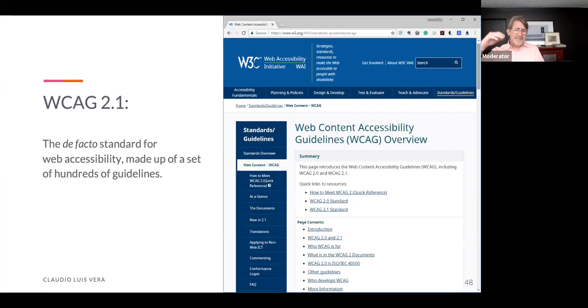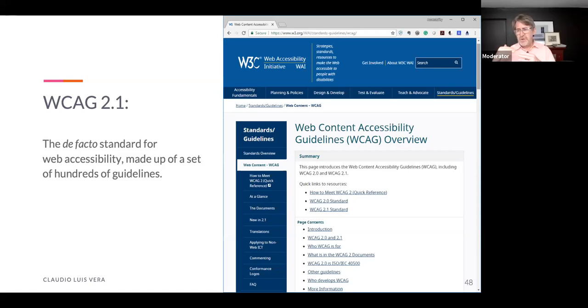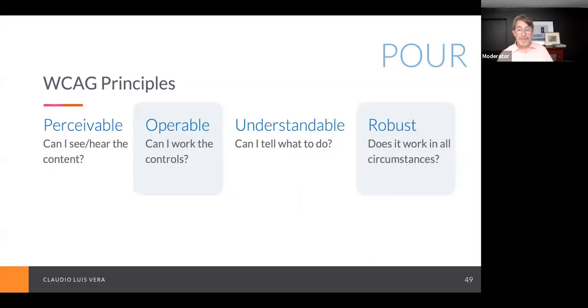So WCAG is a set of, I believe there's 69 different success criteria in WCAG. What it does is it specifies standards that your digital product needs to live up to. Like it needs to have alternative text for non-text content. It needs to be operable in different conditions, just like we saw with the performance objectives from the CVAA.